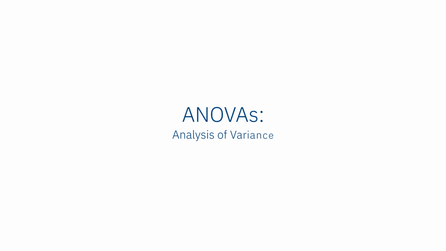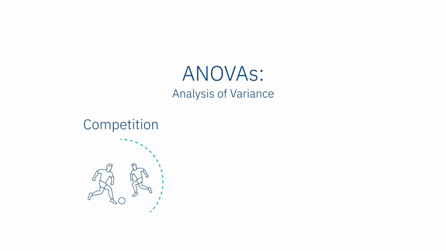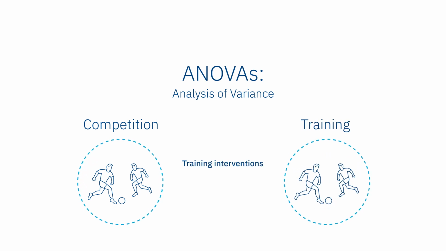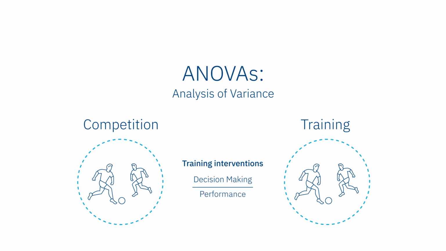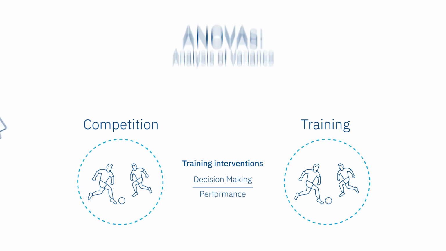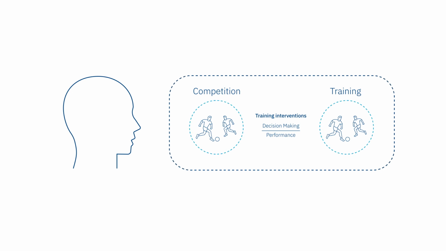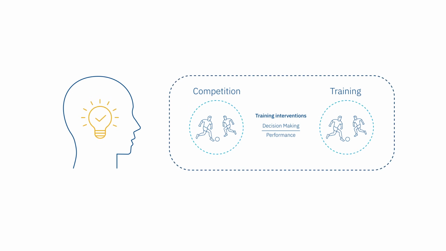ANOVAs, analysis of variance. Research in sport often involves the implementation of training interventions, such as assessing the impact of varying skill-based training interventions on decision-making or performance. If your data is representative of this, once you have assessed your data for normality, you will need to conduct one of the following ANOVAs.